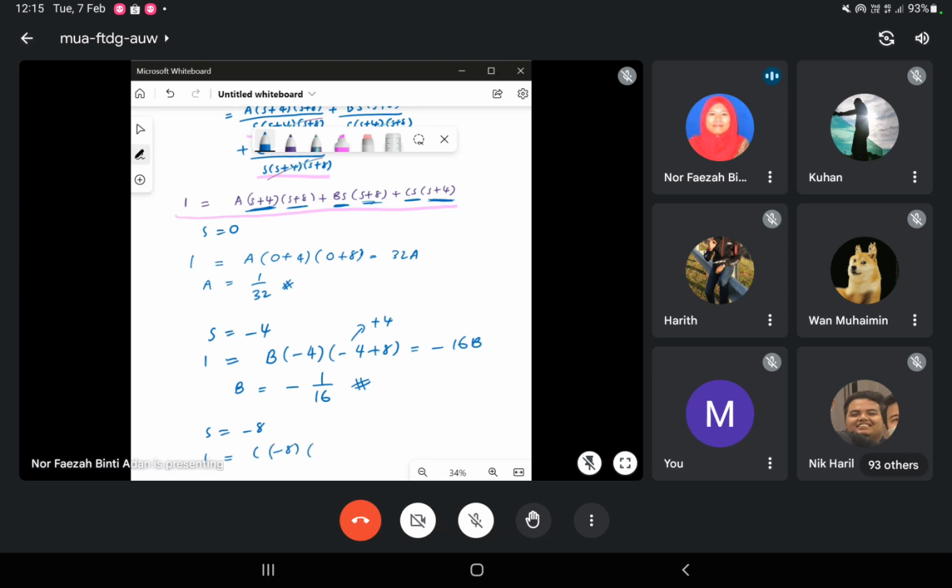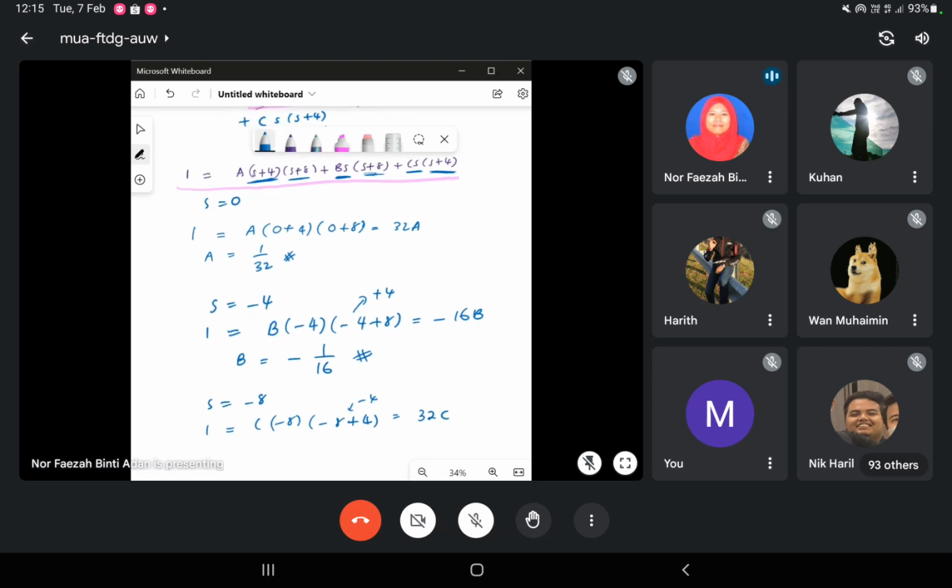So C negatif 8 tambah 4, so ni jadi negatif 4. Negatif 8 darab negatif 4, you dapat 32C. Okay, tolong berhati-hati dengan signs, positif or negatif, sebab tu boleh menyebabkan hilang markah. Okay, C sama dengan 1/32.